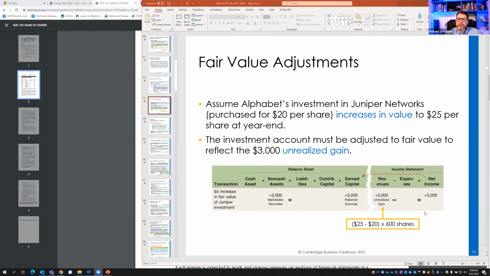Unrealized gain. All right, so this is the fair market value has gone up. So the value of non-cash assets goes up by that unrealized gain, with earned capital on the balance sheet. But then on the income statement, revenues go up by 3,000 and net income goes up by 3,000. So remember though, this is all on paper. There's actually not been a transaction to realize. It's all unrealized. It's just on paper. There is this gain reported as income.